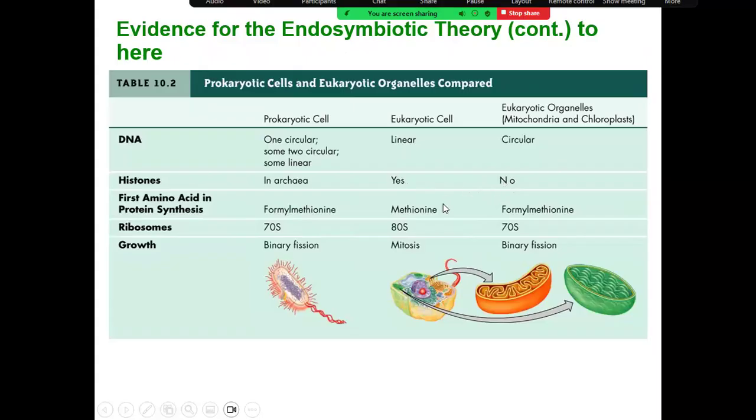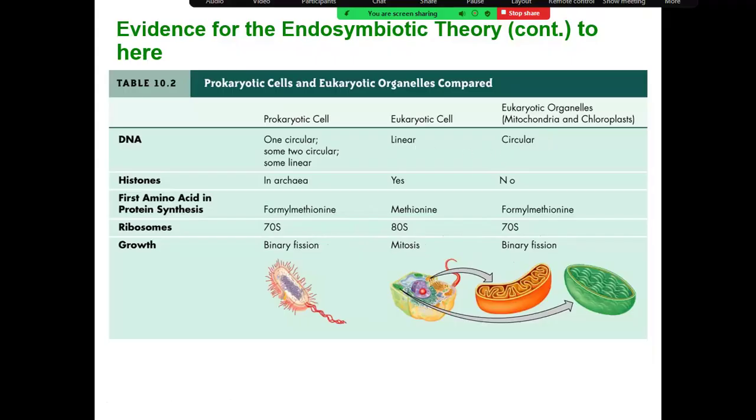If we look at the first amino acid made in a eukaryote cell, it's always methionine. In bacteria, it's a similar but different amino acid, formyl methionine. And in eukaryote organelles, meaning the mitochondria and the chloroplast, it's always formyl methionine. I already mentioned that ribosomes differ. The eukaryote cell grows by mitosis. The prokaryote cell, bacteria, grows mainly by binary fission. And the mitochondria and the chloroplast grow by binary fission. So there's some of the evidence supporting the theory that the mitochondria and the chloroplast were at one time bacteria.